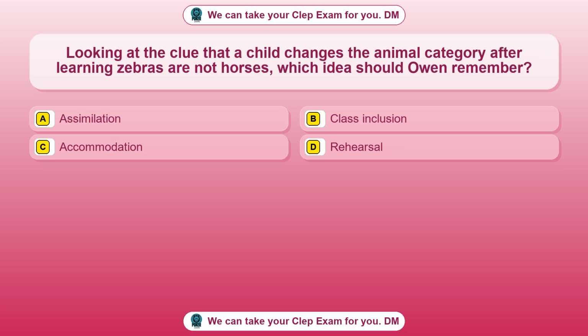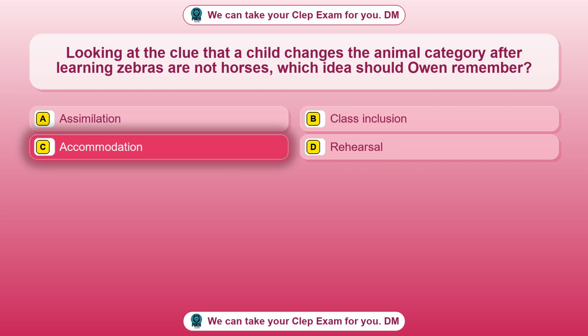Question 15. Looking at the clue that a child changes the animal category after learning zebras are not horses, which idea should Owen remember? Option A, assimilation. Option B, class inclusion. Option C, accommodation. Option D, rehearsal. The correct answer is option C.